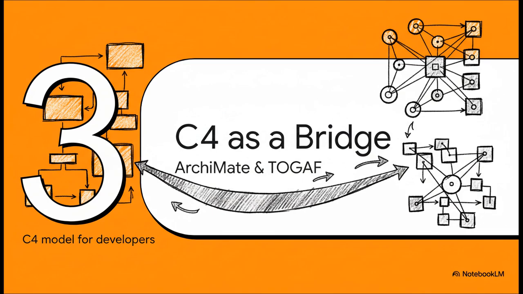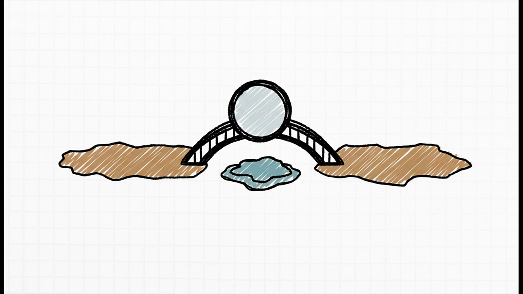Okay, so C4 clearly has some big advantages for development teams. But what about the bigger picture, the enterprise landscape? For those of you working with frameworks like ArchiMate and TOGAF, this is crucial. C4 isn't a competitor, it's a connector. This right here is the key insight. C4 doesn't replace ArchiMate, it's the missing link. It's the glue that connects those high-level strategic views from your enterprise architecture models with the concrete reality of the codebase. It gives developers that practical, zoomable view that they can actually use day to day.